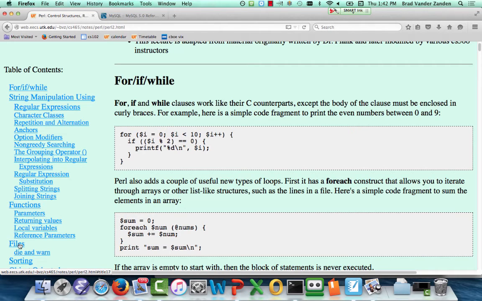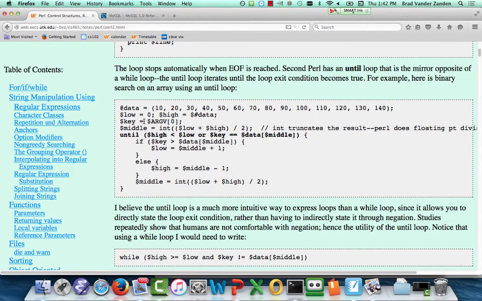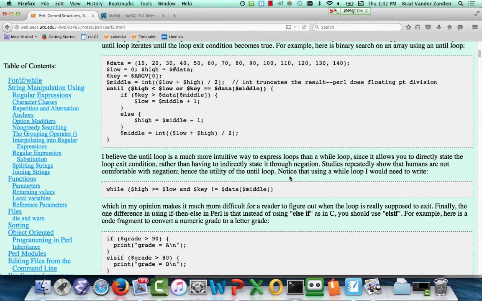So let's see if we go down here to, let's make this smaller for a moment. Actually, nope, we can't make this smaller.